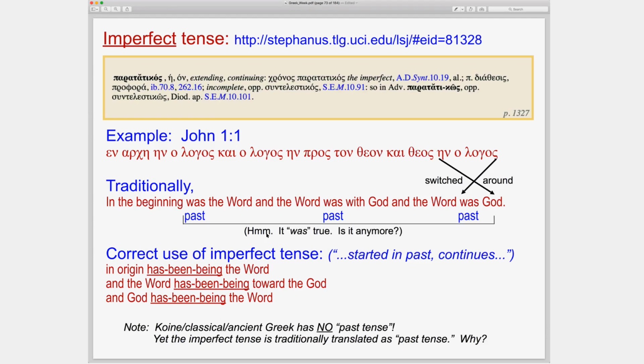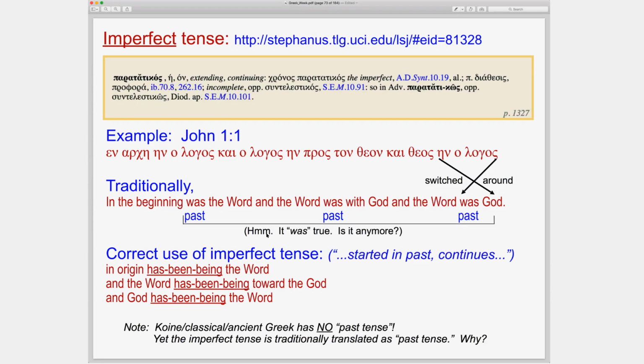In origin, not was, but has been being. The Word, and the Word has been being toward the God, and God has been being the Word. In most translations, they switched around the order of this, just to make it work better in English. Instead of saying, and God was the Word, they say the Word was God.